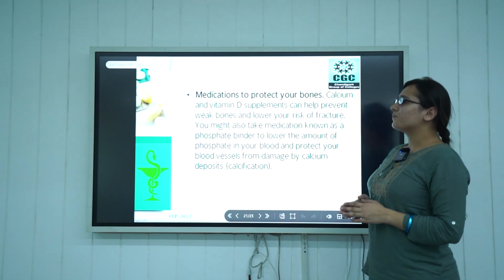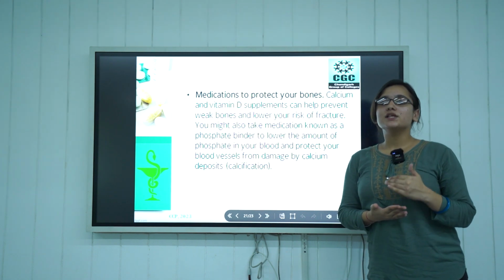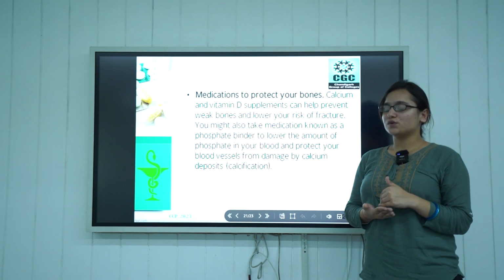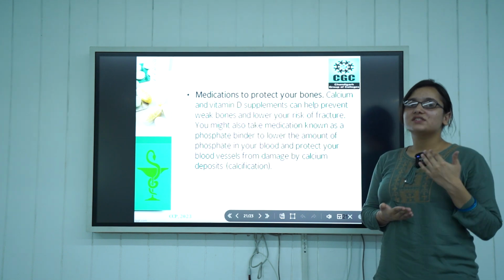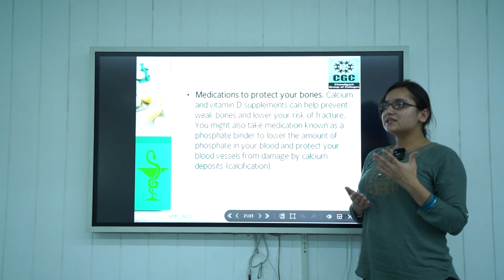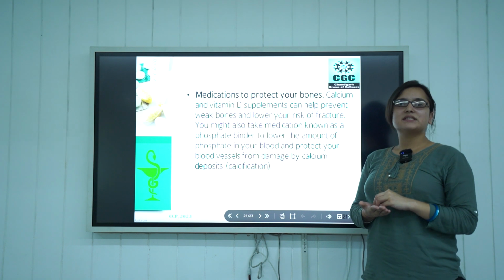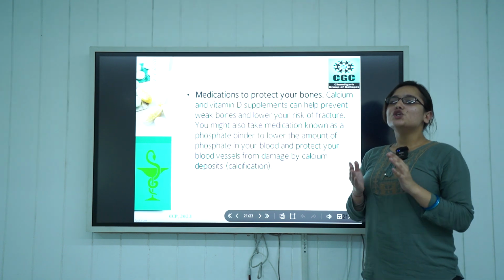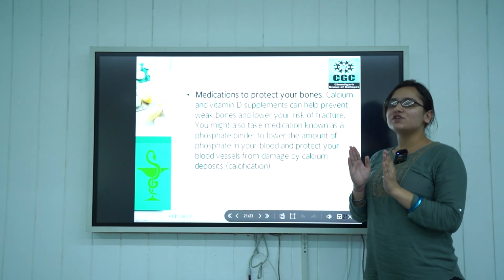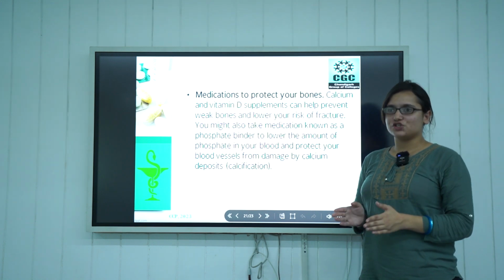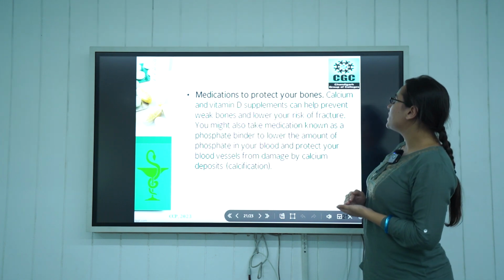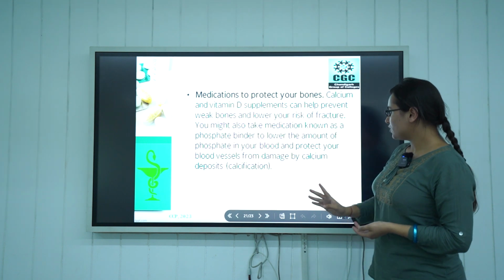Medication to protect your bones. Okay, so we haven't discussed why the calcium level is reduced. In the kidney disease, the calcium level is reduced and the phosphate level is elevated. Why? Because the parathyroid gland releases the parathyroid hormone. Okay, the parathyroid hormone secretion will be increased. Calcium basically exerts the negative feedback, which will lead to accumulation of the phosphate and increase the bone resorption and increase the calcification. So that's why the phosphate level is high and the calcium level is low. So we give the vitamin D supplements or calcium. Okay.